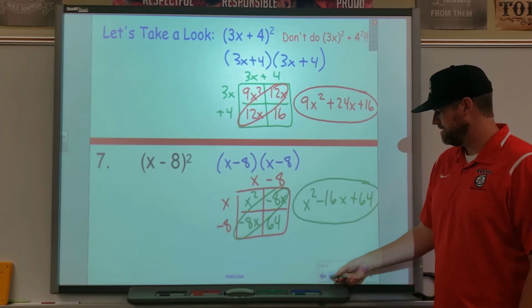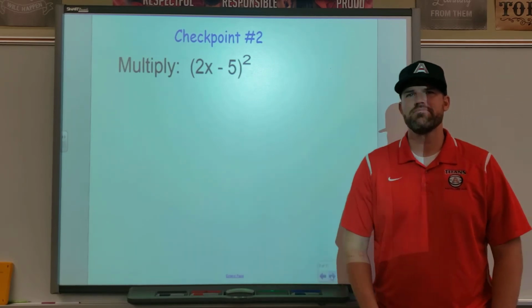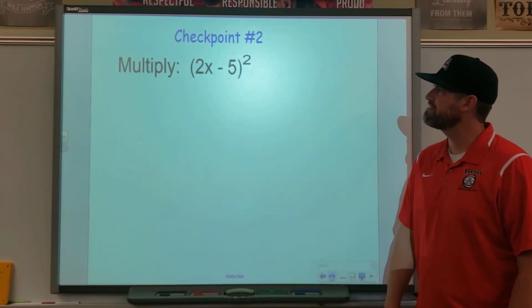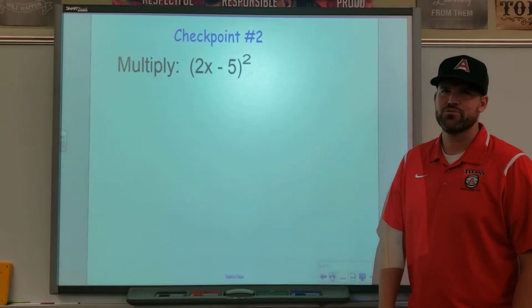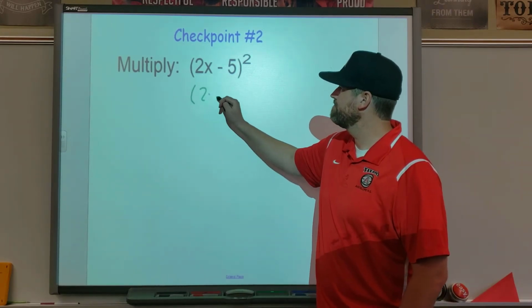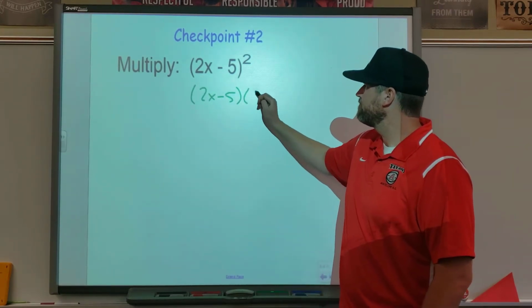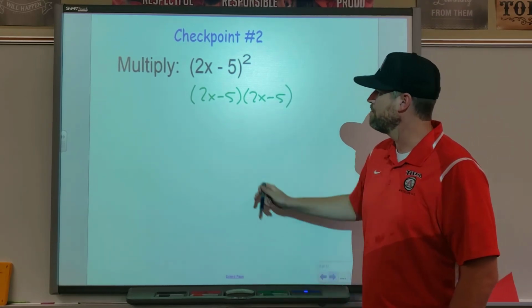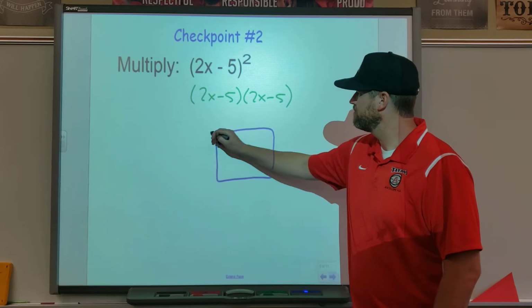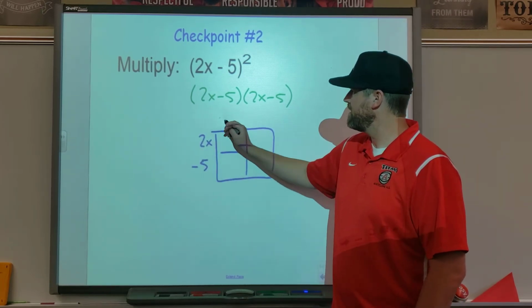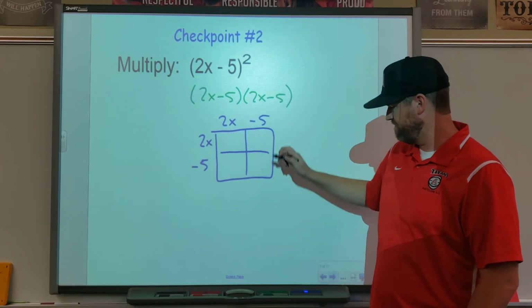All right. Time for you to try another one. Let's make sure you were paying attention right there. What is 2x minus 5 squared once we simplify it? All right, hopefully you remember to write it out twice, and then put each of those around the box. 2x minus 5, 2x minus 5.